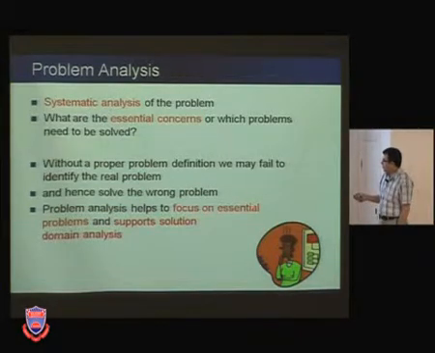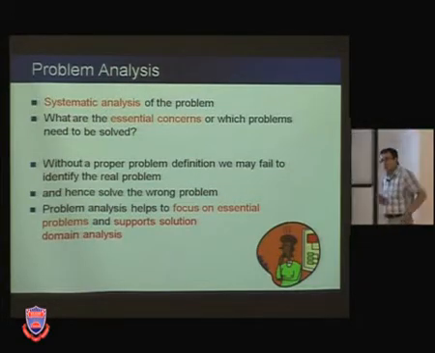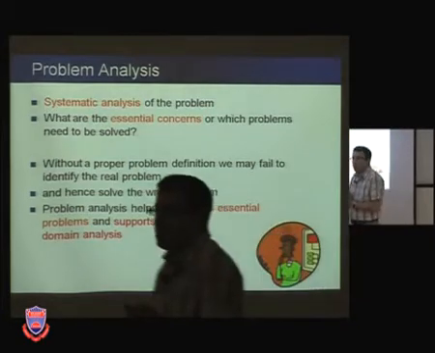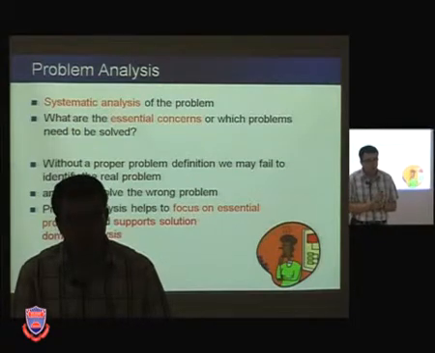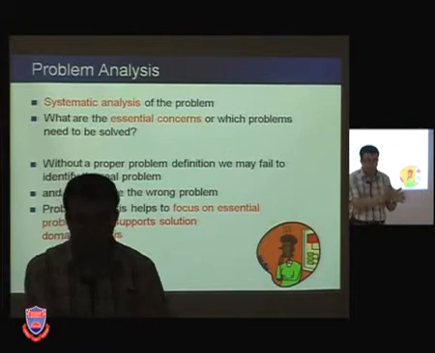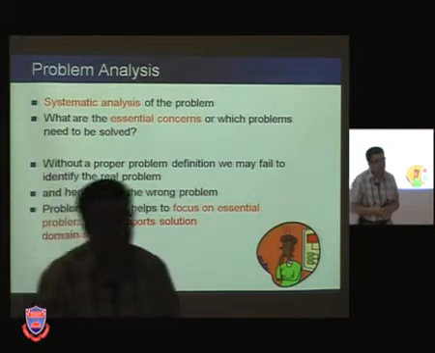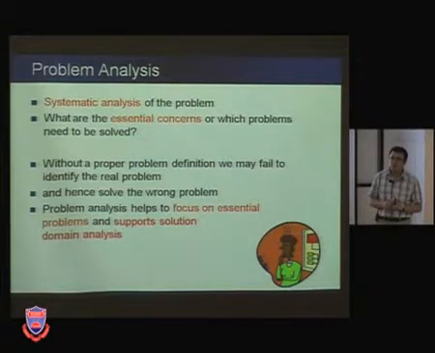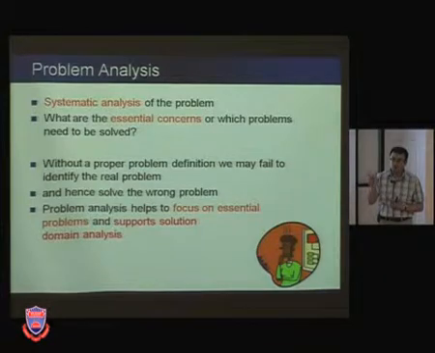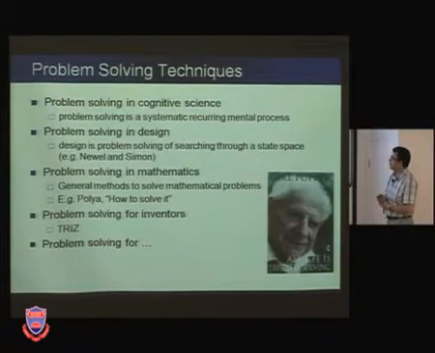In the problem analysis, we focus on the essential problems, and as such, try to support the domain analysis. So we said, to define a stable architecture, we have to understand the domain, requirements analysis, understand the domain, but where to look in the domain? And that's typically the goal of the technical problem analysis. It provides you the concerns, the problems that need to be solved. Once you have these problems, you can identify the domains more easily.